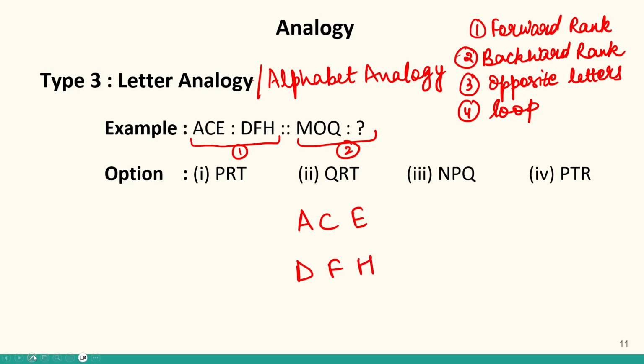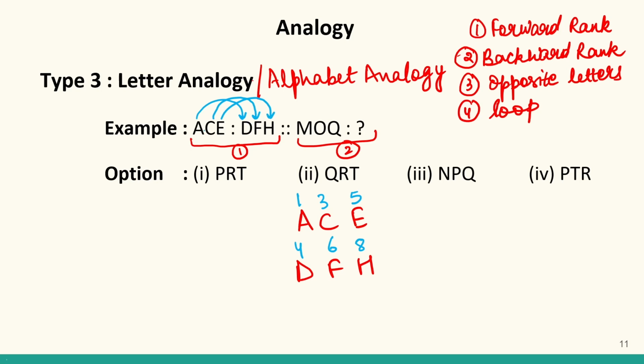If you remember forward ranks, let us put them. A is ranked at 1, C is ranked at 3 and E is ranked at how much? E is ranked at 5. Similarly, D is ranked at 4, F is ranked at 6 and H is ranked at 8. So in this type of question, in letter analogy, basically the first term will be related with the first term over here, the second term will be related over here, and the third term will be related over here.